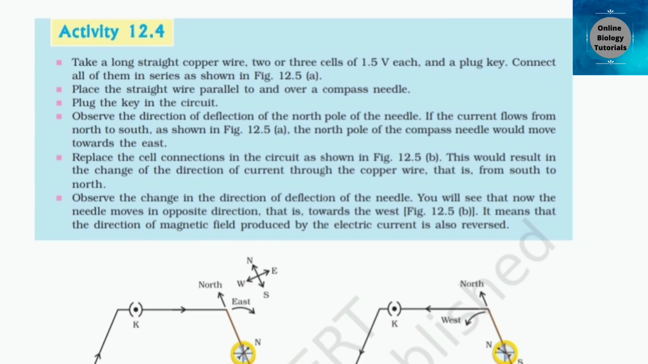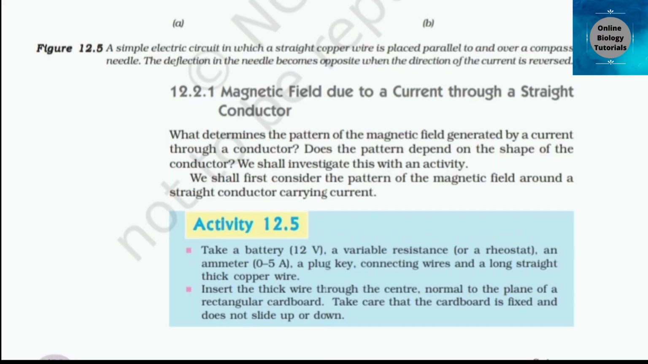12.2.1 Magnetic field due to a current through a straight conductor. What determines the pattern of the magnetic field generated by a current through a conductor? Does the pattern depend on the shape of the conductor? We shall investigate this with an activity. We shall first consider the pattern of the magnetic field around a straight conductor carrying current.